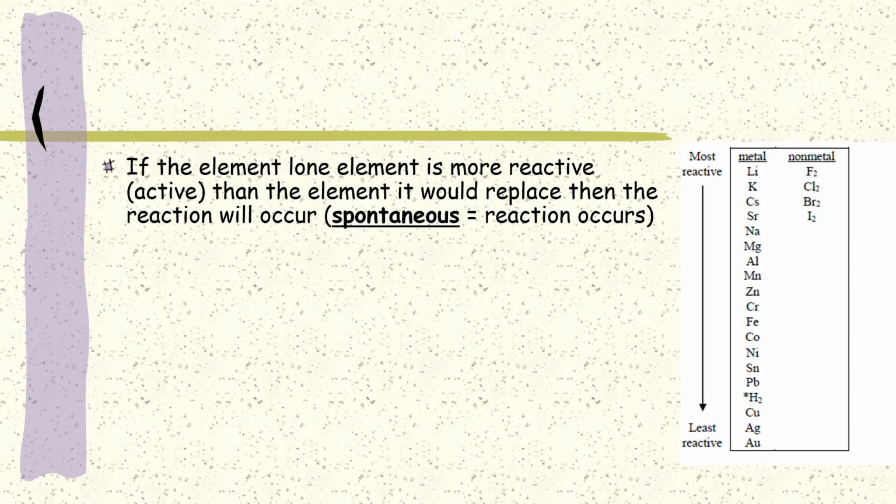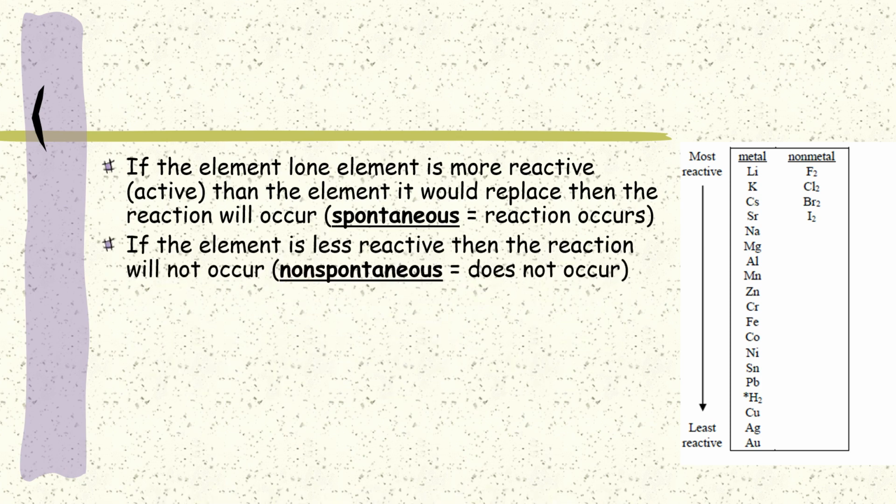You might add electricity or something. If you want it to happen, you're going to have to force it to happen, but it will not happen by itself. If the element is less reactive, if it's lower on the list than the element it's trying to replace, it is called non-spontaneous. It does not occur.